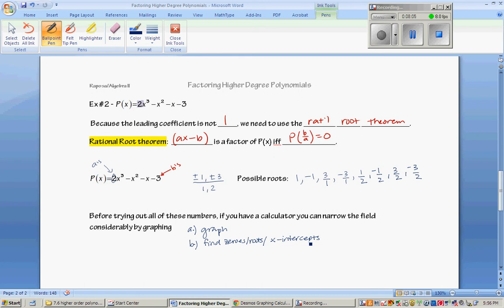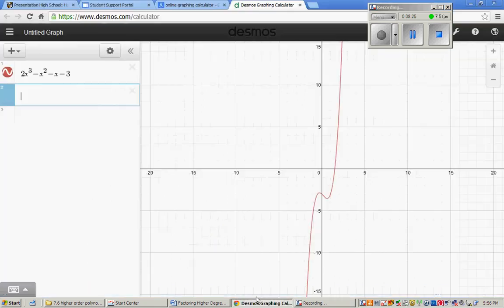So I want you to hit pause, and I want you to enter this function up here into your graphing calculator now. So take a moment and get that entered into your graphing calculator. When you hit graph, you should get something similar to this.